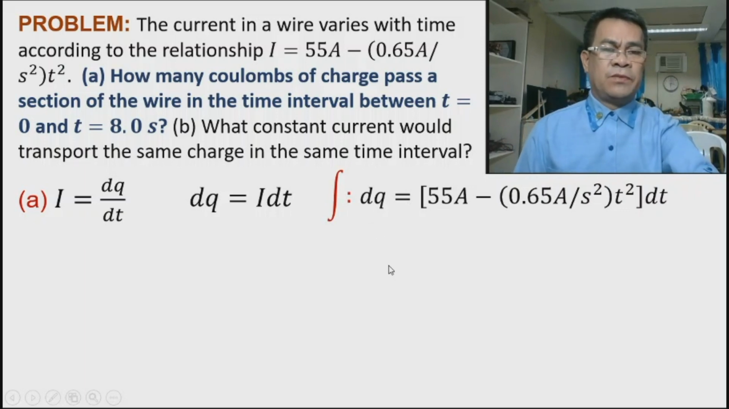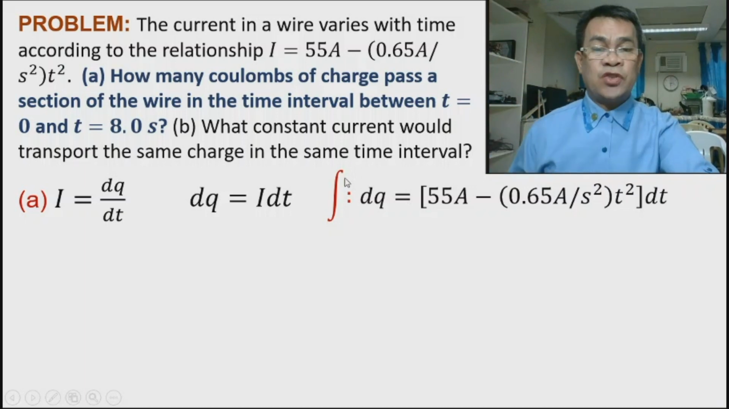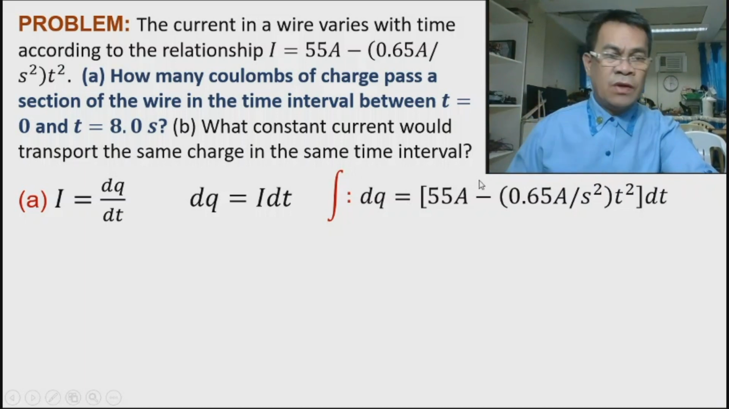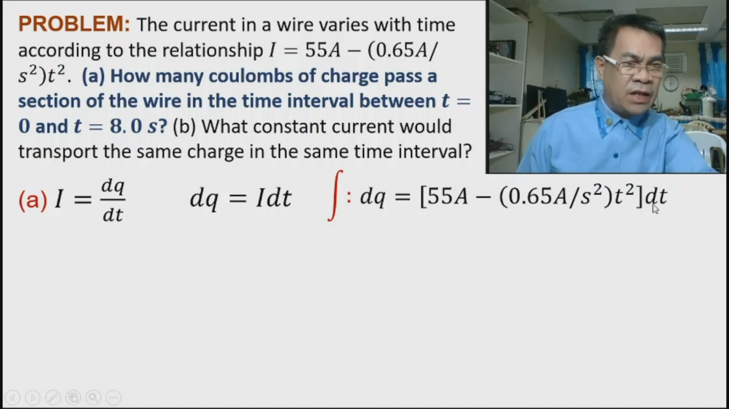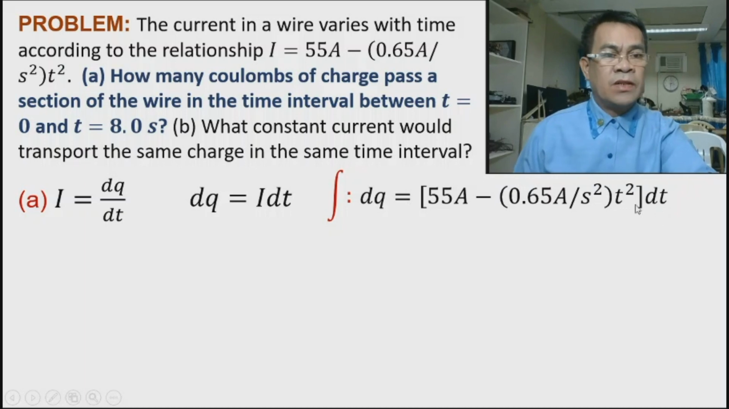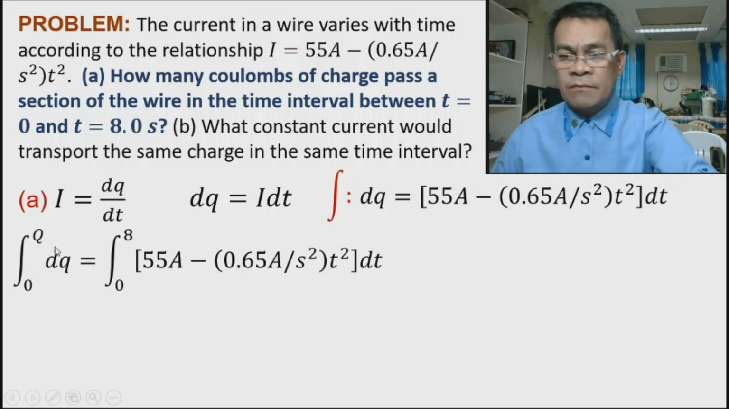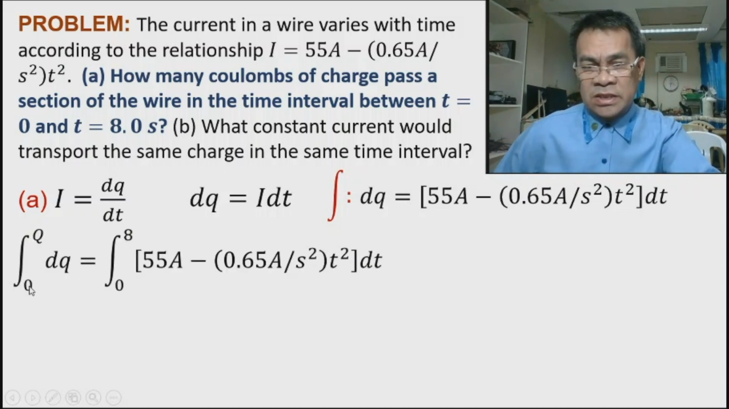Integrate both sides. You are integrating dq, and the limit now is from 0 to big letter Q, because we want to know how much charge. While this one, the infinitesimal value is dt, so it deals with time. The limit should be from 0 to 8 seconds, because the time starts from 0 to 8 seconds. So this will be the result: the integral of dq from 0 to big letter Q. This is our target, to solve for Q.